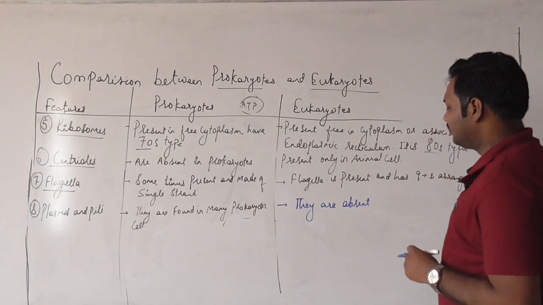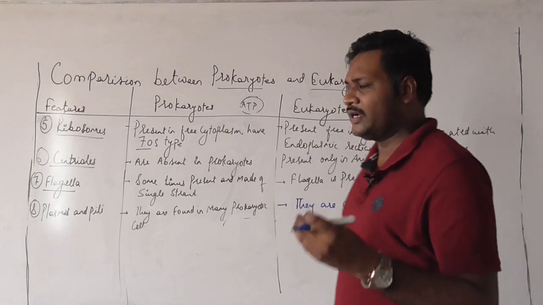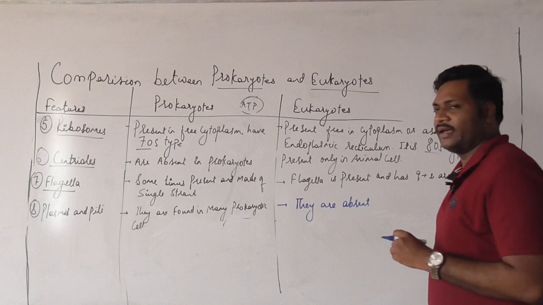They are absent. That means the plasmid doesn't have any kind of role, or it does not play any function in case of the eukaryotes.